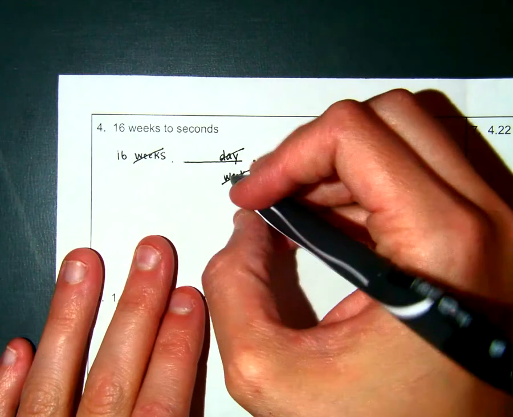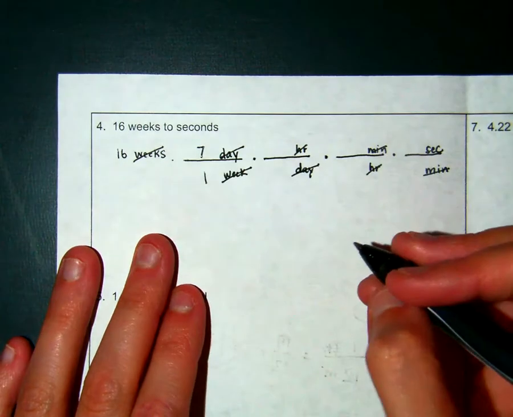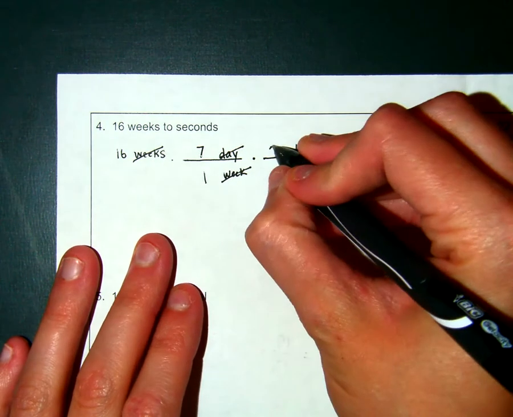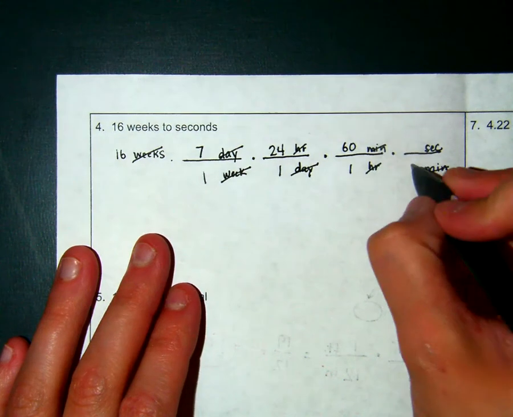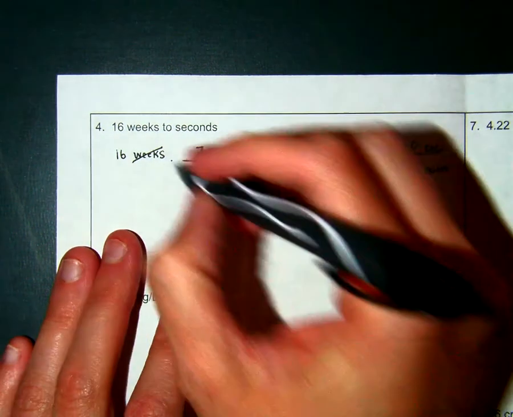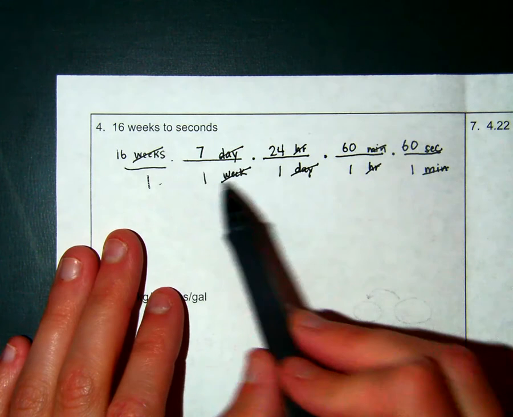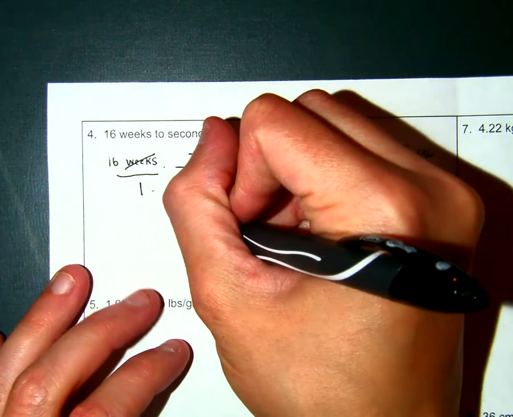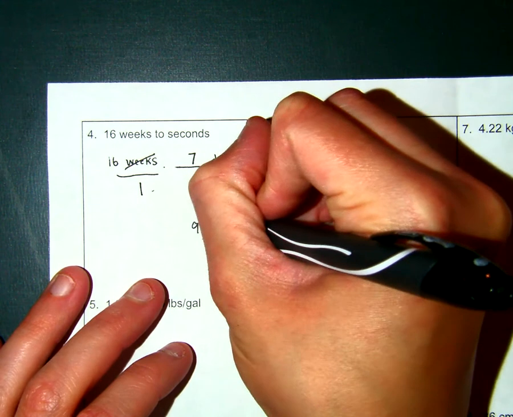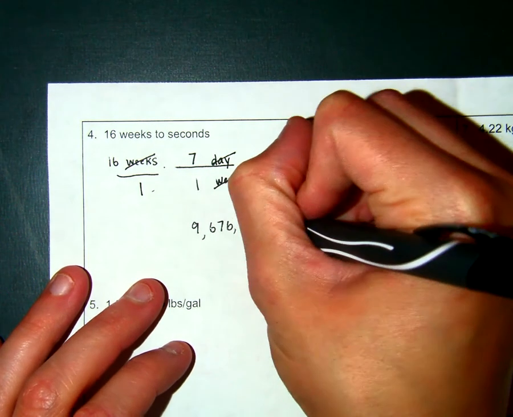Alright, now we're going to fill it in. In 1 week, there are 7 days. In 1 day, there are 24 hours. In 1 hour, there are 60 minutes. And in 1 minute, there are 60 seconds. All over 1, I'm going to multiply straight across. 1 times 1 times 1 times 1 times 1 is just 1, and I don't need to put that on the bottom. So 16 times 7 times 24 times 60 times 60, it's a lot of seconds, 9,676,800 seconds.